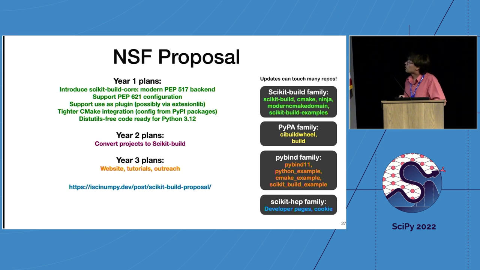Now, as I said, I'll be working on this. I put a proposal to NSF to do this over a 3-year period. The first year is rewriting this, most of what I've described. Year 2 plan would be converting various projects to scikit-build, including about 9 or 10 that I found beforehand and got letters from, as well as others that are interested in joining, and then focusing on building all the knowledge that we've gained over those years into a website, into tutorials, into outreach, and teaching people how to build things using this.